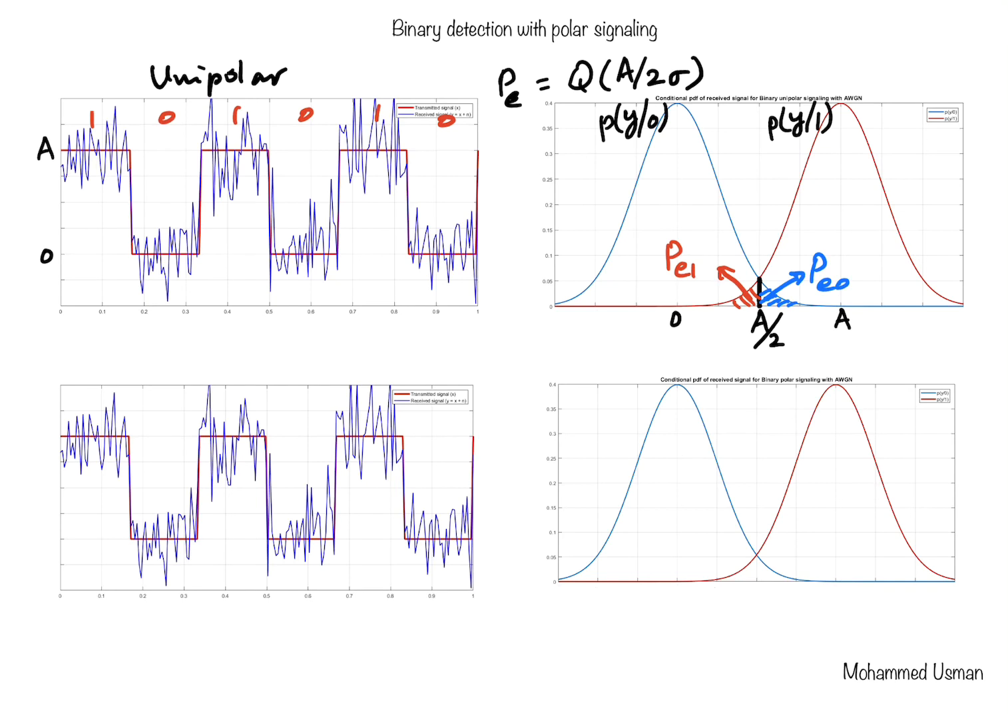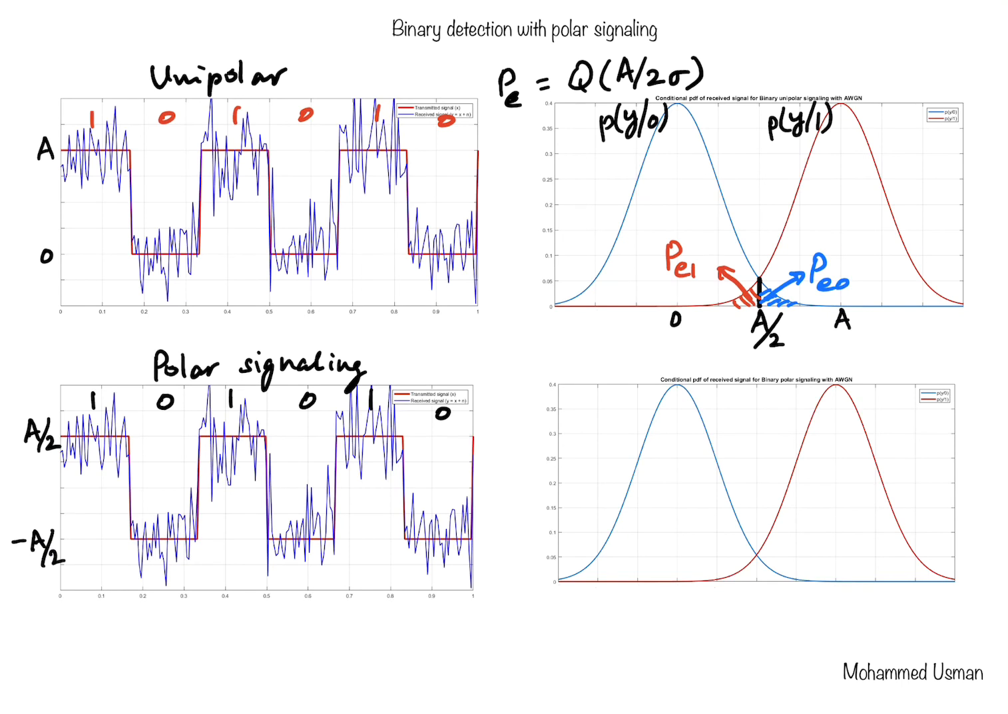In today's lecture, we are going to do a similar analysis for polar signaling. In polar signaling, we represent a bit 1, so that's a 1 here, a 0, a 1, 0, 1, 0. We represent a bit 1 as some positive voltage and a bit 0 as some negative voltage. So we are going to represent a 1 as a positive voltage, which we will call A by 2, and a 0 as a negative voltage, which we'll call minus A by 2.